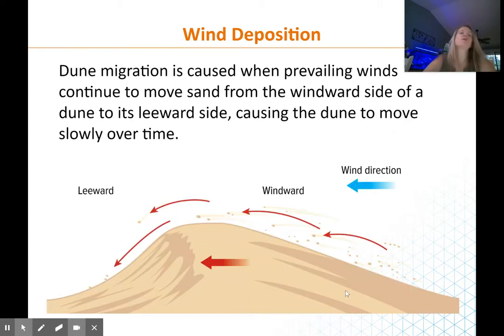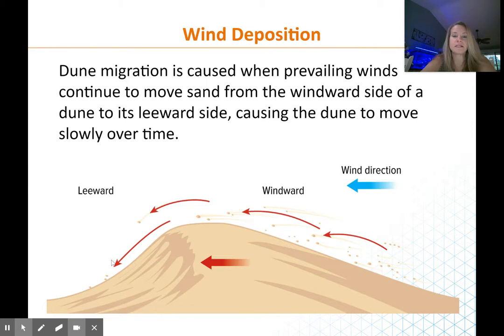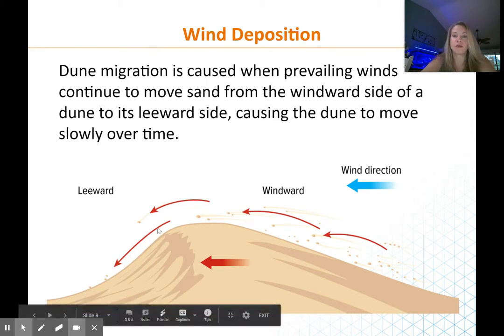All right, so if we look at this sand dune, we can tell which direction the wind is moving. Notice how on this side it is smooth, and then on this side it's kind of dumping, like a cliff kind of. And so that's the leeward side. That is not on the wind side.